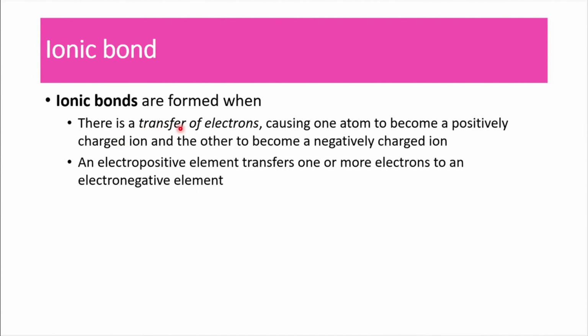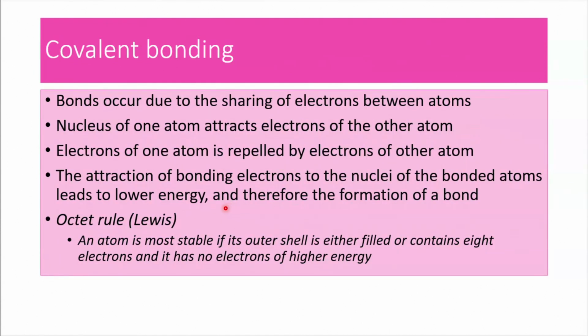Ionic bonds are basically formed when there is a transfer of electrons causing one atom to become a positively charged ion and the other to become a negatively charged ion. An electropositive element transfers one or more electrons to an electronegative element. This is how ionic bonds are formed. In covalent bonding, bonding occurs due to the sharing of electrons between atoms. The nucleus of one atom attracts electrons of the other atom. Electrons of one atom are repelled by electrons of the other atom.